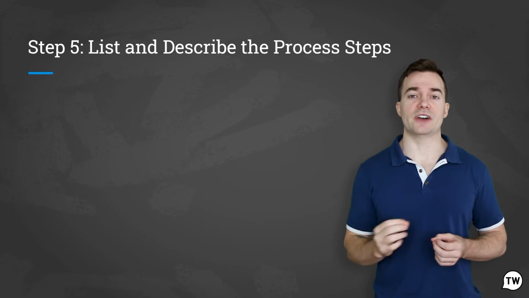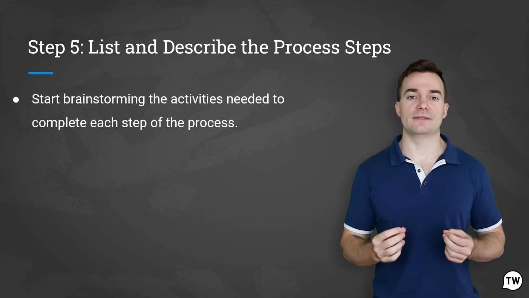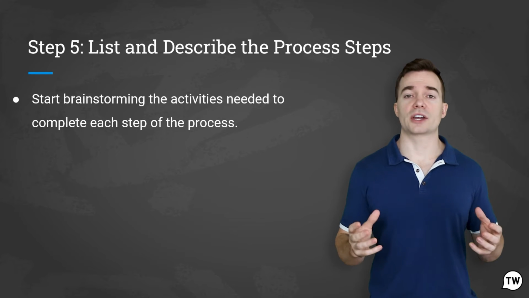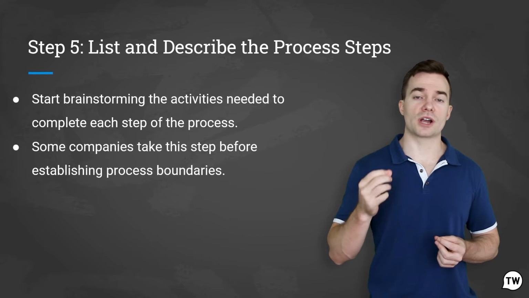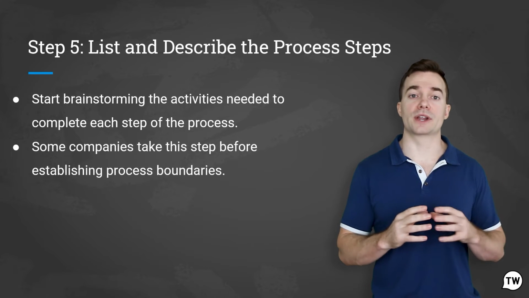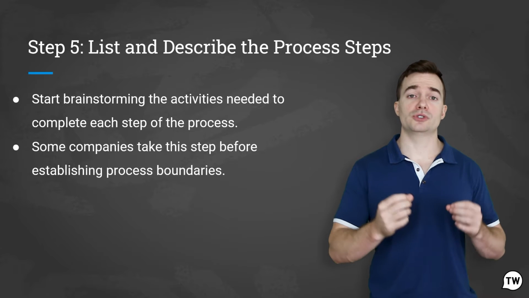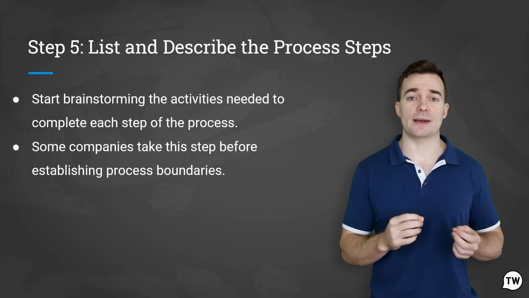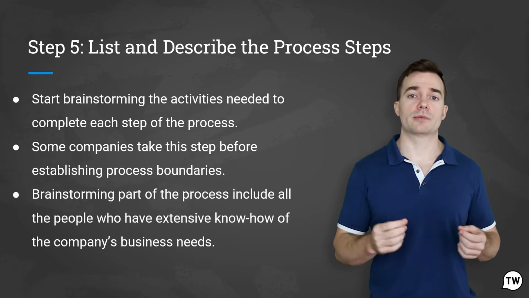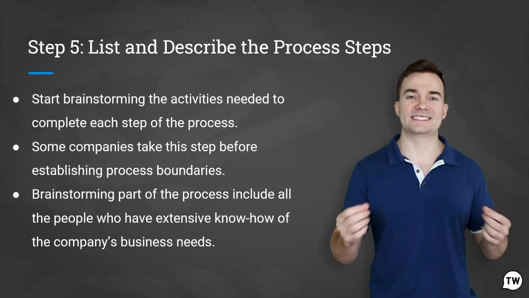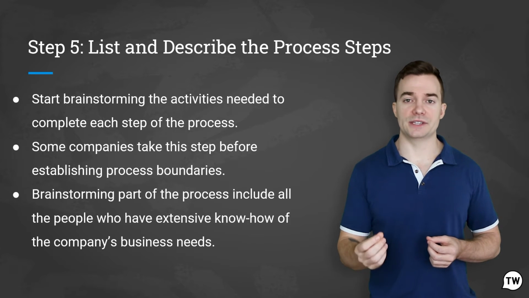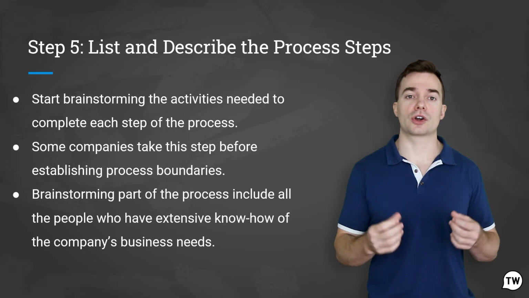Once you have the process foundation, start brainstorming the activities and operations needed to complete each step of the process. While documenting, some companies take this step before establishing process boundaries. This may be according to their own standard operating procedures, although it's preferred to establish boundaries first so that any step doesn't take up more time and resources than needed. The brainstorming part of the process should include all the people who have extensive know-how of the company's business needs, documenting SOPs, and all the different processes that are currently ongoing.